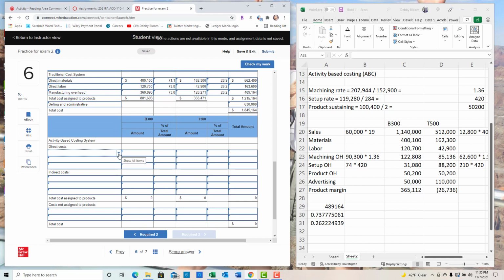Now let's scroll up, and here are all of the costs under my activity-based costing system. Under my activity-based costing system, my direct costs are the direct materials, the direct labor, and also the advertising cost is now also a direct cost. Under our indirect costs, we're going to have the machining overhead, the setup overhead, and the product sustaining overhead.